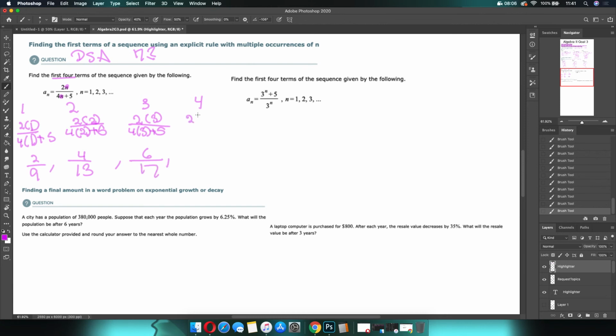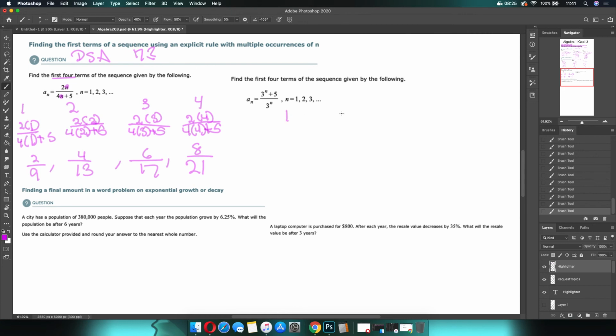And then we have 2 times 4 over 4 times 4 plus 5. So 2 times 4 is 8, 4 times 4 is 16, 16 plus 5 is 21. And there is our setup. Next one, we're going to do it again.